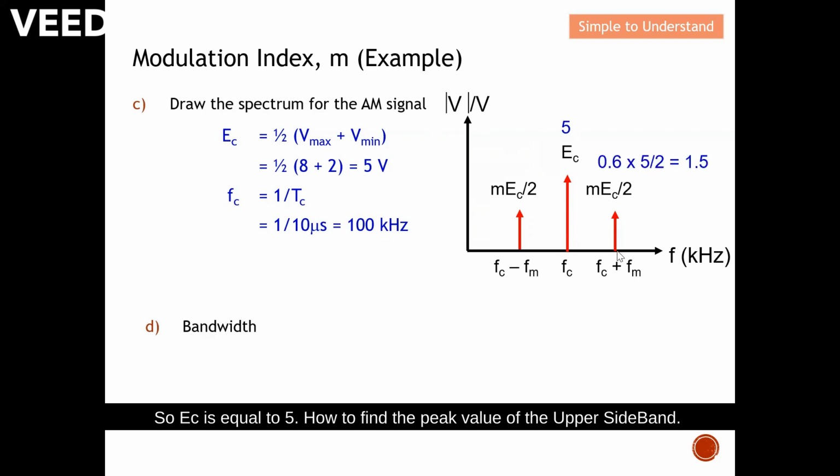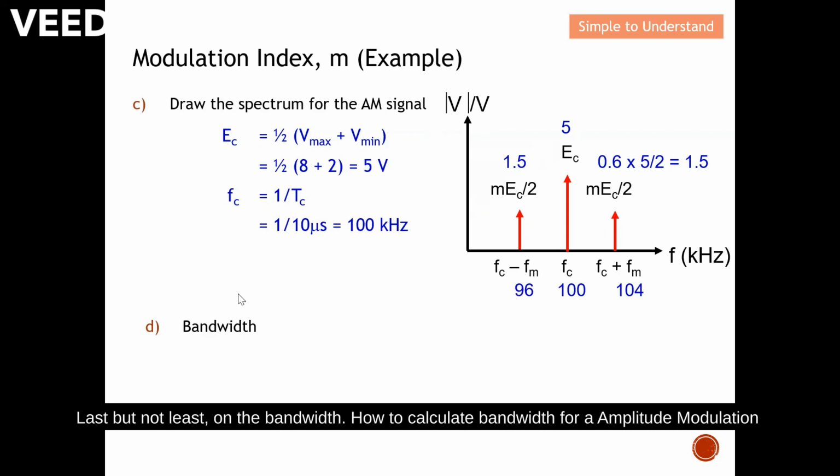How do we find the peak value of the upper sideband? M is equal to 0.6 multiplied by this 5 divided by 2, which is 1.5. The upper sideband and lower sideband are symmetric, so I know that the V peak of the lower sideband is also 1.5. Next, I'm ready to do the frequency. The carrier is equal to 100 kilohertz, and if you still remember, the modulating frequency is 4 kilohertz. So this is the frequency that I have obtained.